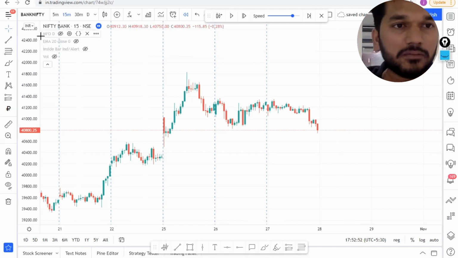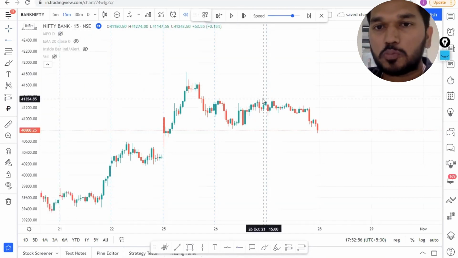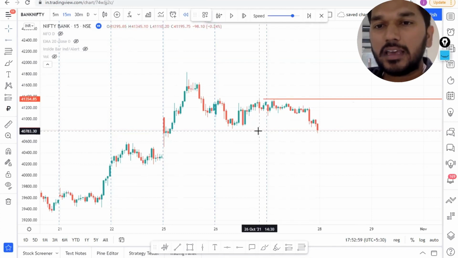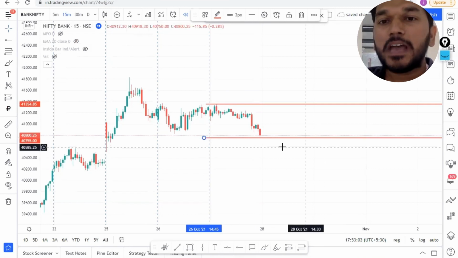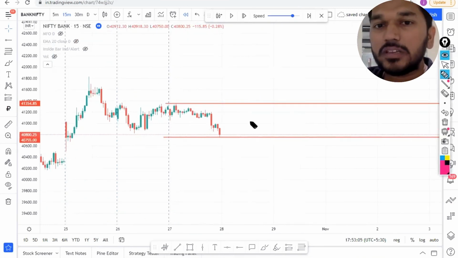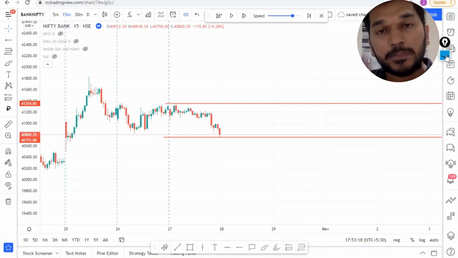Now, the simple thing you can do is, after any consolidation which has happened, you're supposed to mark the previous day high and previous day low, correct? And once you have marked it, as soon as the previous day low is taken out, we look for a selling opportunity. Now, if you're following us on Instagram, you know that this is one particular type of trade that we take on a very regular basis, correct?